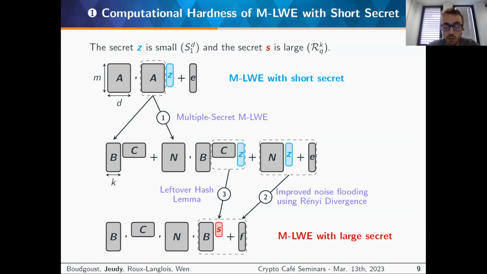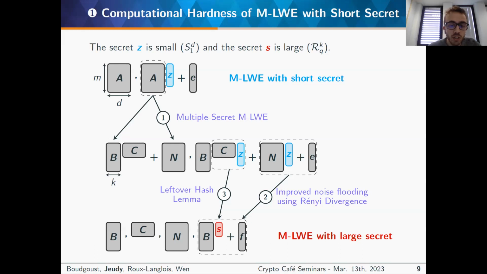So the adversary will not have a good advantage in solving this problem based on my M-LWE assumption, which means that if I go back to all those steps, then finding Z given A and AZ plus E will be a hard problem as well. So this was the main argument for the search hardness of M-LWE with short secret.